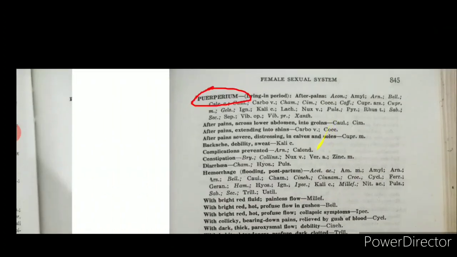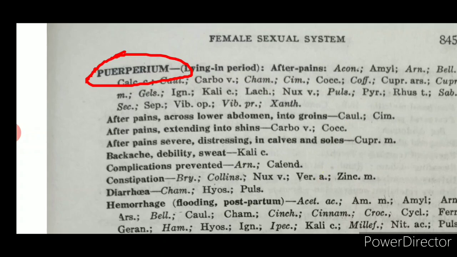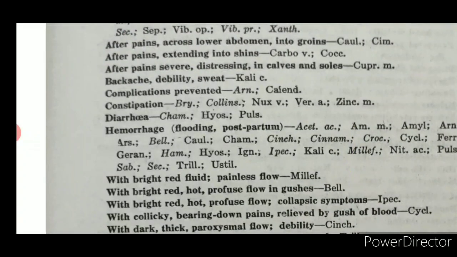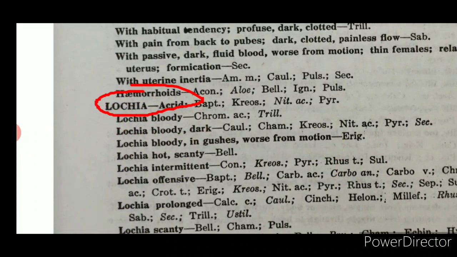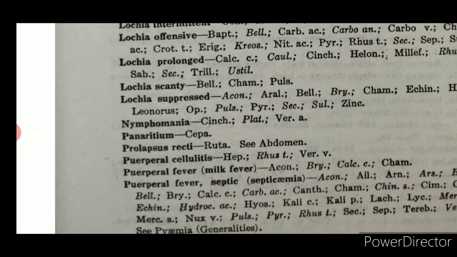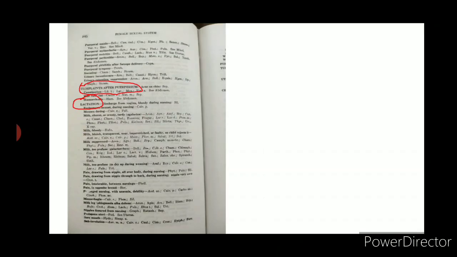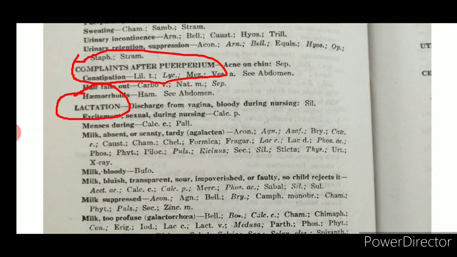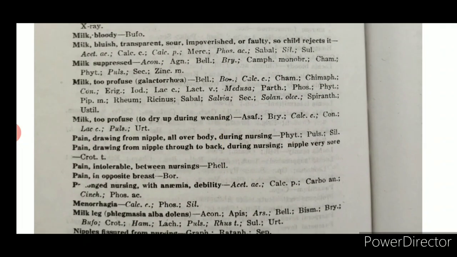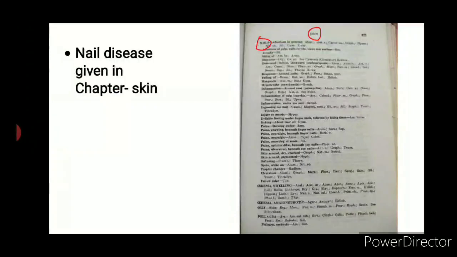Here we have a rubric of puerperium or lying-in period, means after pregnancy. There is hemorrhage, postpartum hemorrhage, where we have lochia, conditions of lochia. We also have puerperal fever, septicemia after pregnancy. Then the rubric of lactation. We will find galactorrhea, then agalactia. All rubrics are given in this chapter.